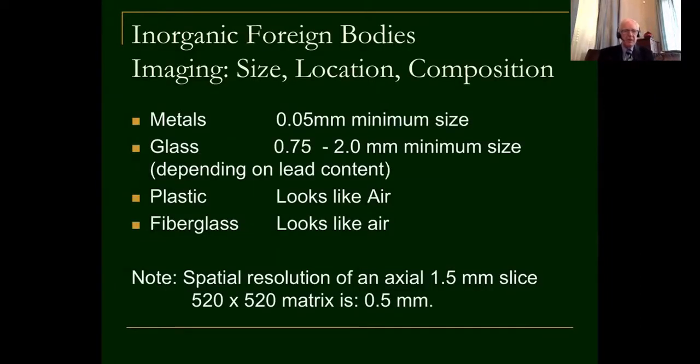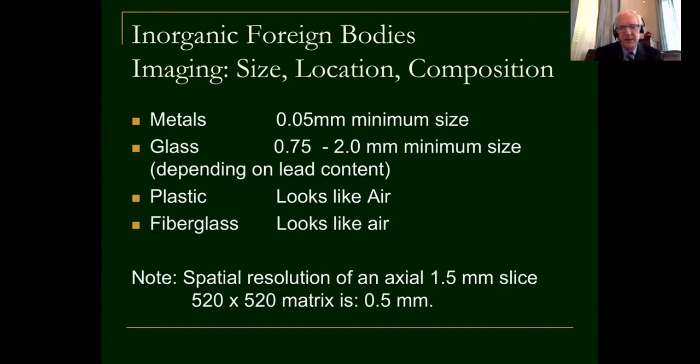So now let's move on to the types of foreign bodies. The major division of foreign bodies comes into inorganic versus organic. And so the list of inorganic foreign bodies is primarily metal, glass, plastic, fiberglass. And what happens is because of all these projectiles that come through, we're always trying to determine, has this projectile entered the orbit, and is it really there, and where is it? This slide delineates size, location, and composition.